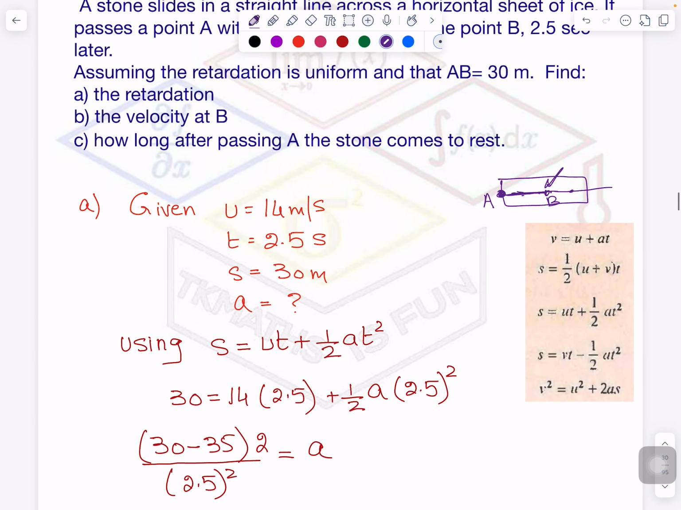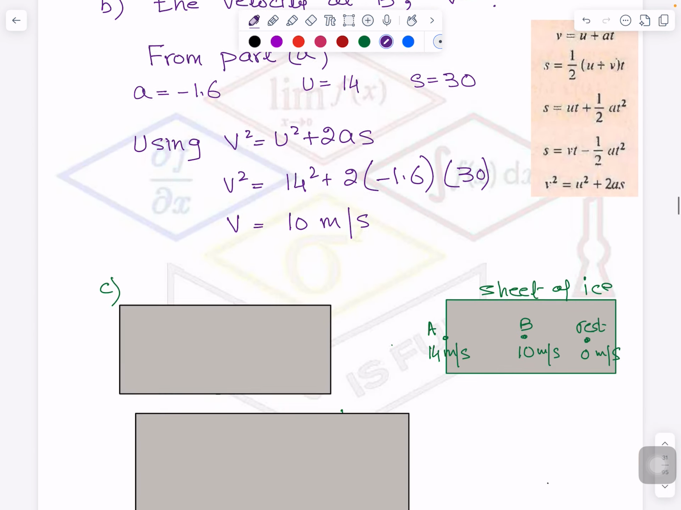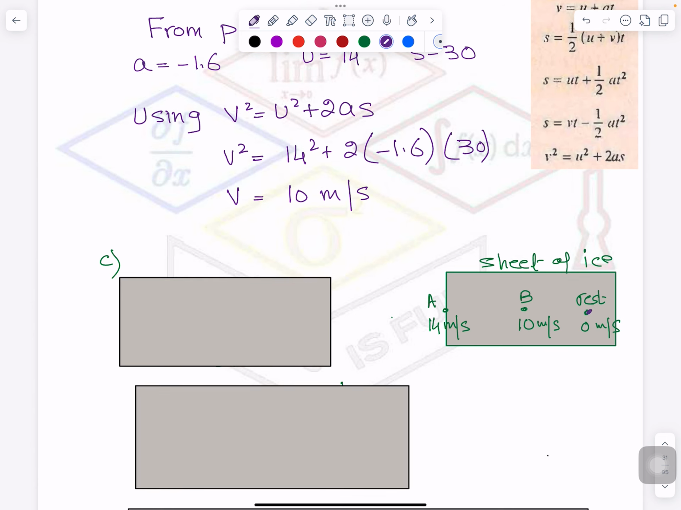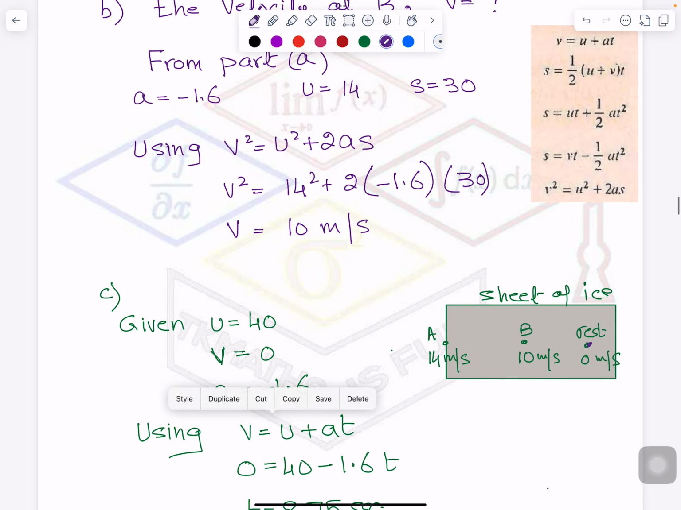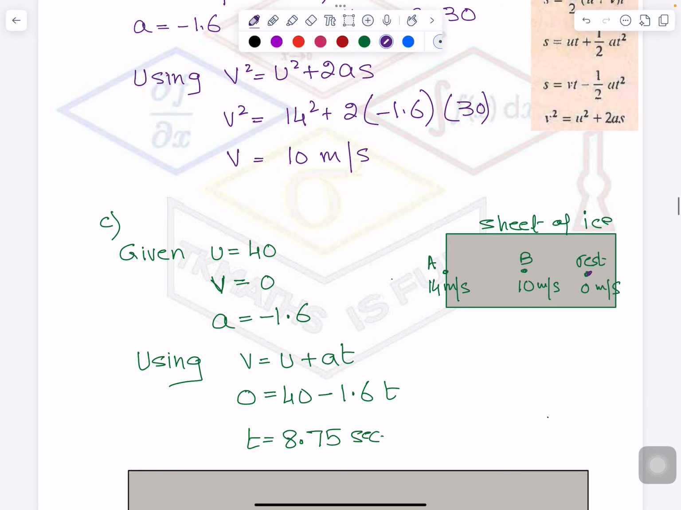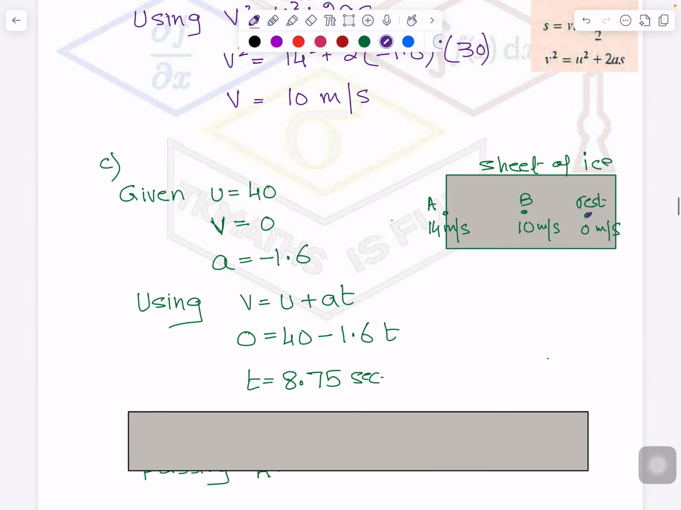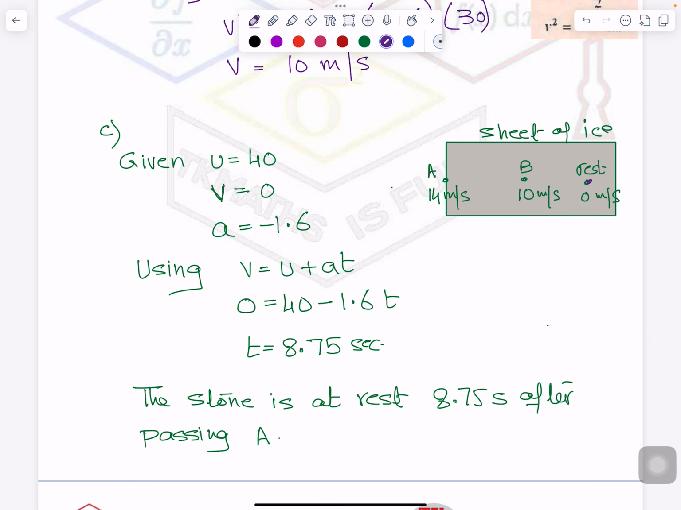And the last part is how long after passing A the stone comes to rest. So suppose the stone comes to rest at this point. So again the information given to you is U 14, V 0, A minus 1.6. So you have to use which formula of SUVAT to get the time. So it is 8.75 seconds after passing the point A that the particle will come to rest.